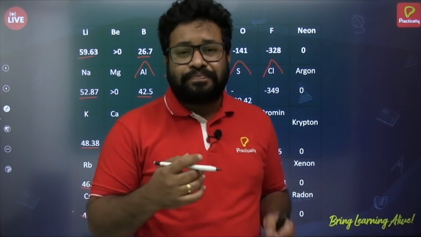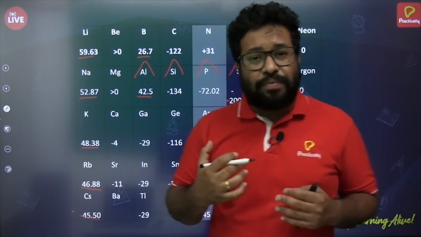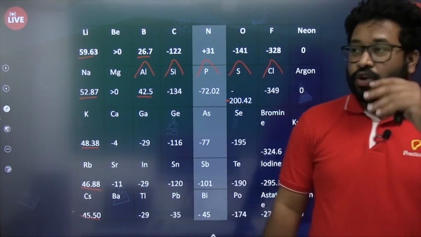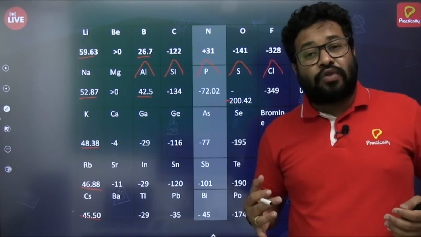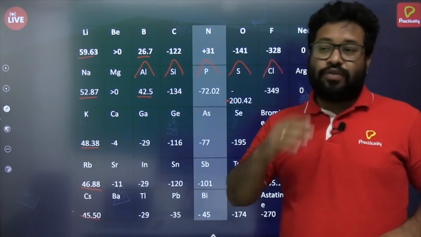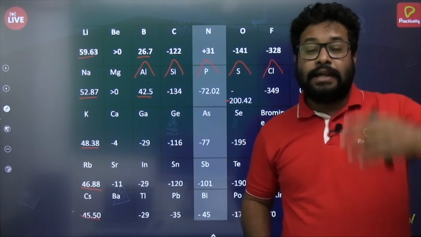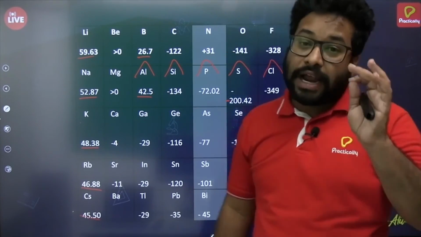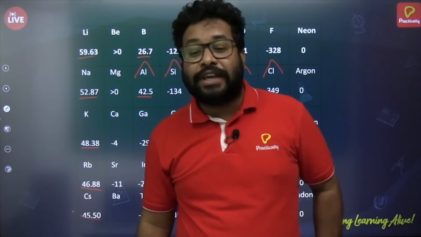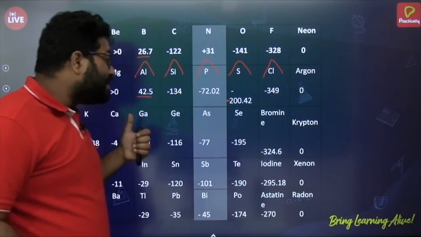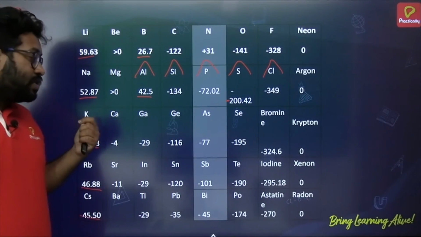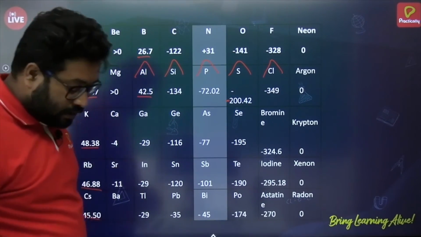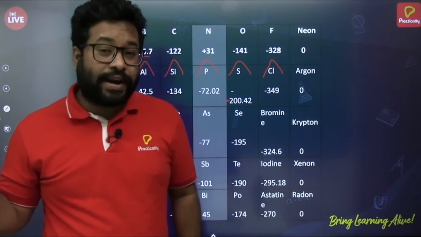As far as your group trend is concerned, what was your group trend? As you go down the group, as the size increases, the value of electron gain enthalpy decreases. Now, that was true, but not in every case. So, are these an exception? The question is, are these an exception? The answer is no, they are not an exception.